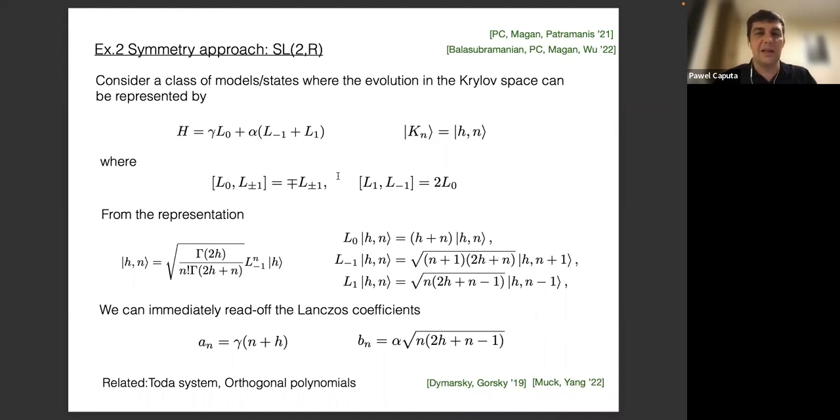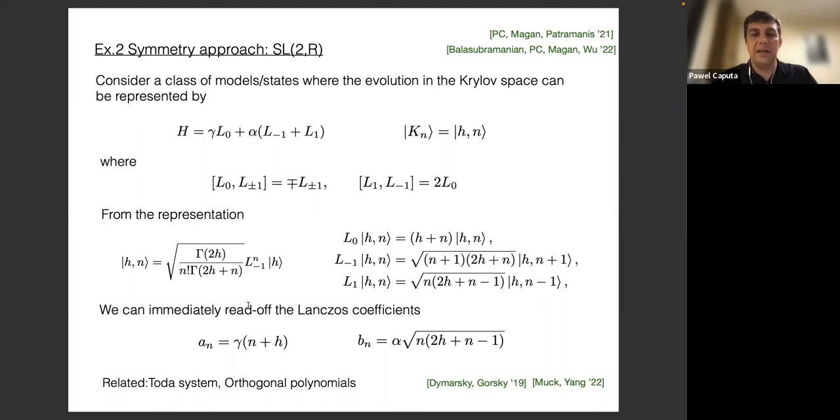Here I'm choosing L0, L1, and L minus 1 to be just generators of the SL2R Lie algebra. And I'm choosing the h, n to be the standard Lie algebra basis, where I start with some highest weight state and then act on it with the ladder operator L minus 1 to the power n, with appropriate normalization. You can check that in this basis this Hamiltonian is tridiagonal, and you can immediately read off from representation theory what the a_n's and b_n's are.